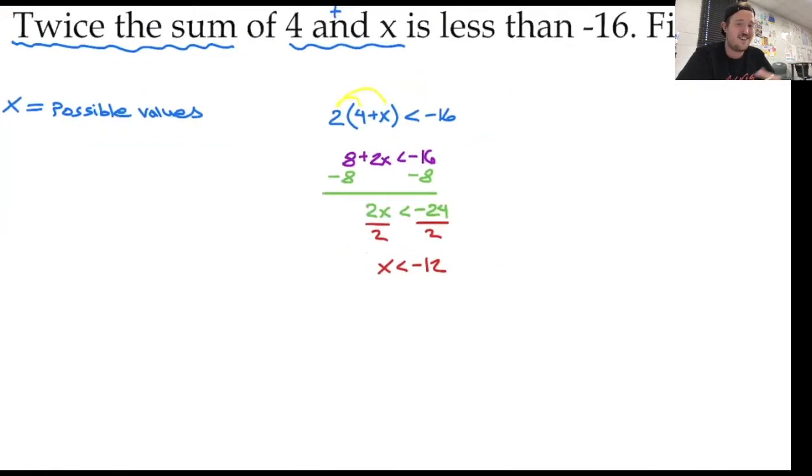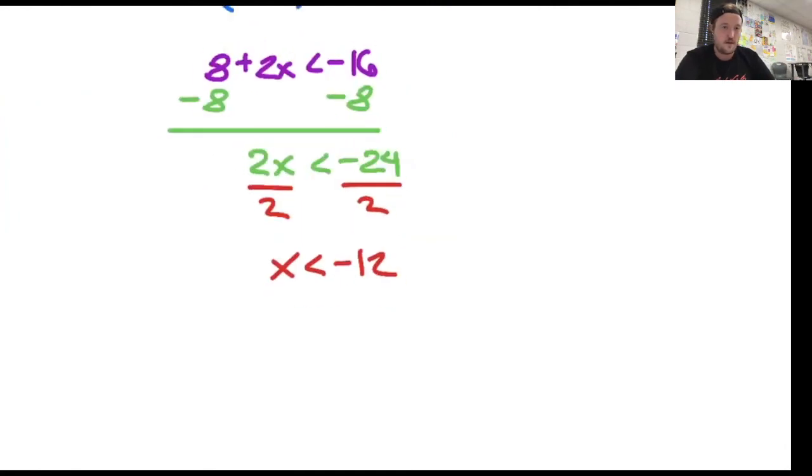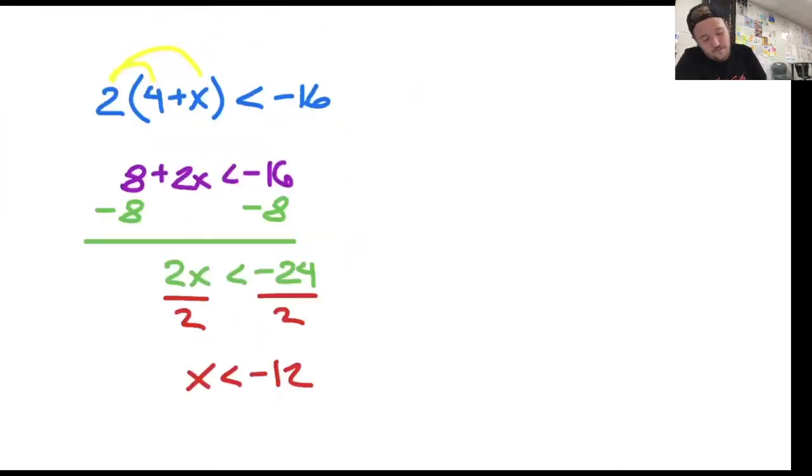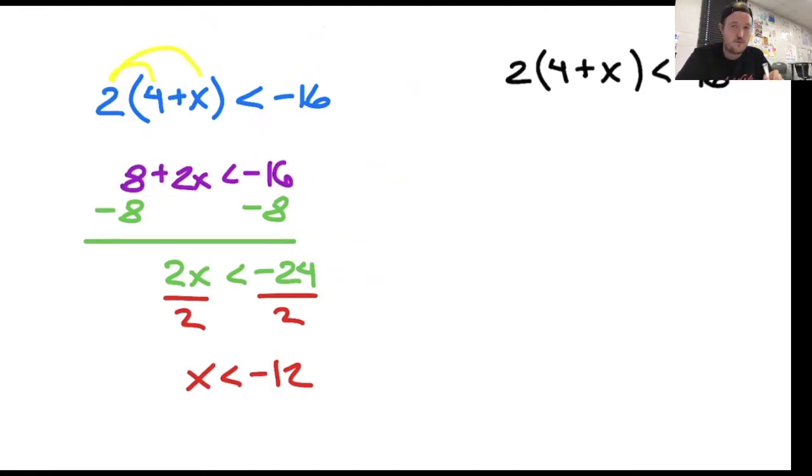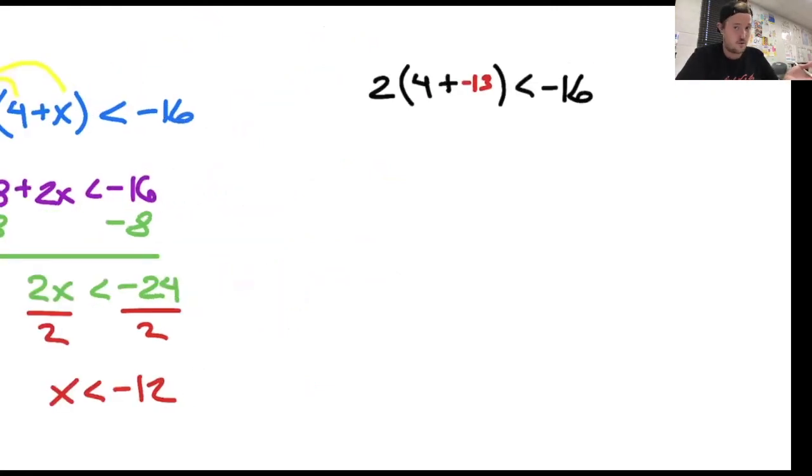So now you actually want to plug it in. So here's the thing. x must be less than negative 12. So when you're plugging it in, remember, we can't be equal to negative 12. It has to be less than negative 12. So instead of plugging in negative 12, plug in the next value right next to it that's less than. So plug in negative 13. And then you want to see if it's true. Because if you plug in negative 12, it's not going to work.